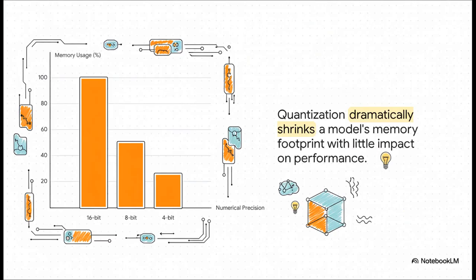And finally, to make these absolutely giant models actually fit onto today's hardware, we use a technique called quantization. It basically reduces the precision of the model's numbers, which dramatically shrinks its memory footprint. I mean, look at this. Moving from 16-bit to 4-bit precision can cut the memory usage by a massive 75%, and it does it with surprisingly little impact on the model's performance.